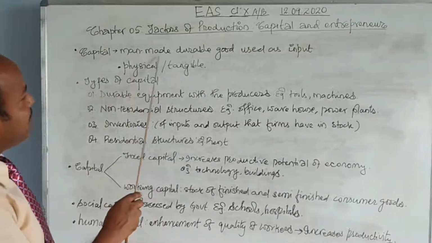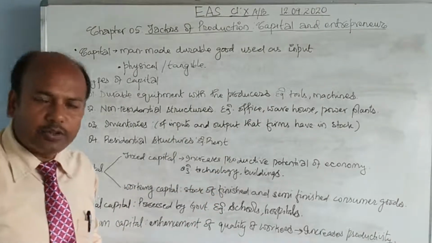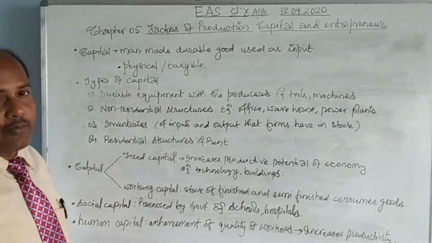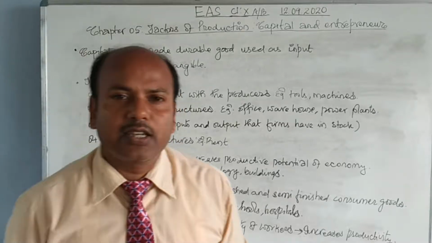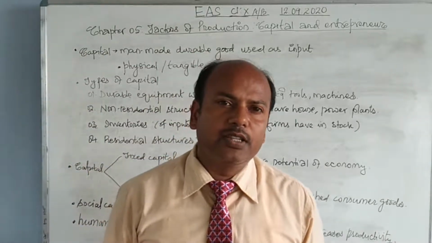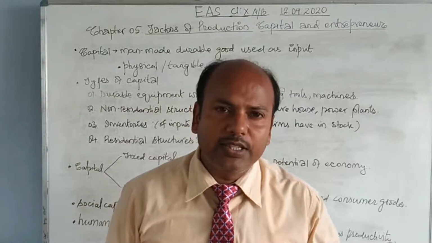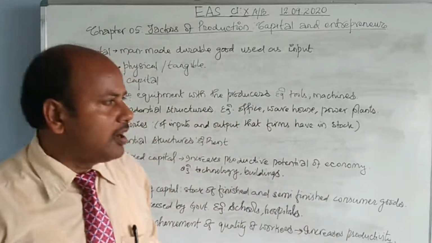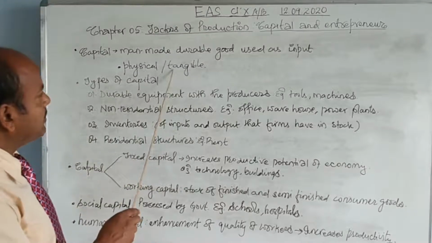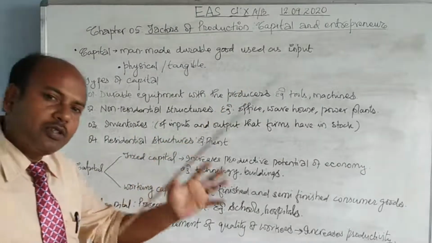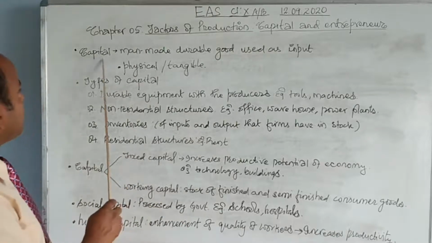Capital refers to the man-made durable goods which are used as input in the process of production. So those all are capital. When we say capital, the meaning is not restricted only to money. It refers to every productive input which has the ability to produce. Capital should be tangible, should remain for a long time, and should physically exist. We should be able to see, touch and use it.